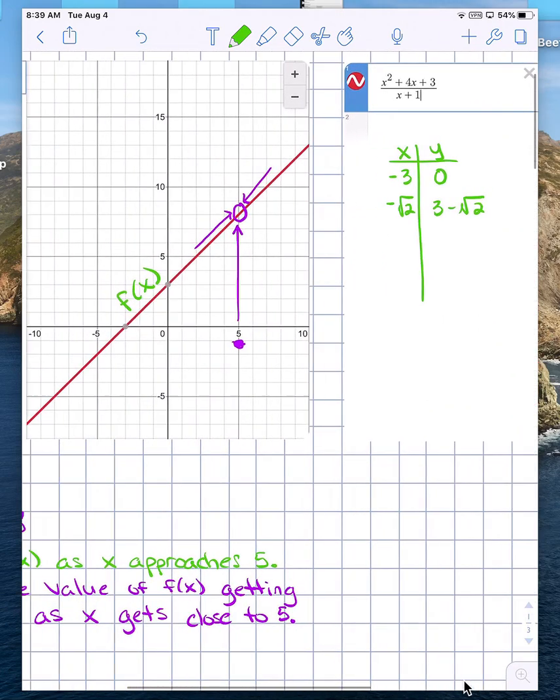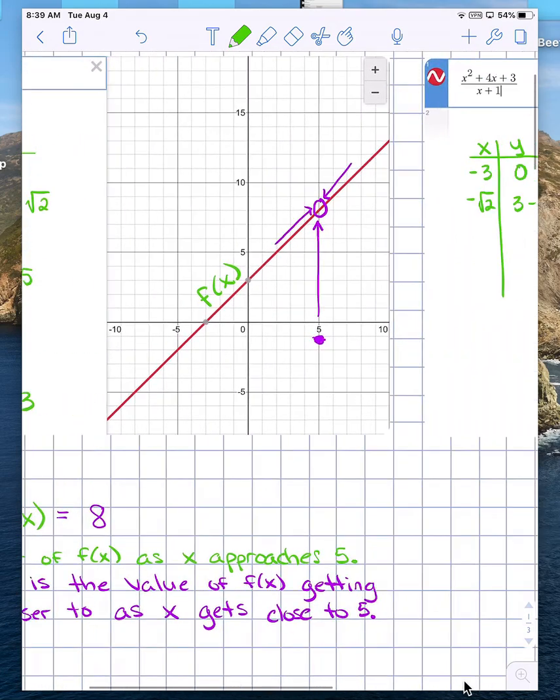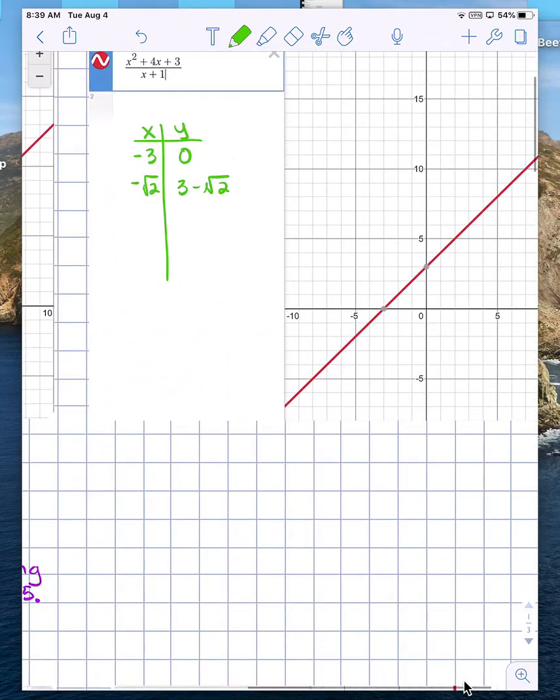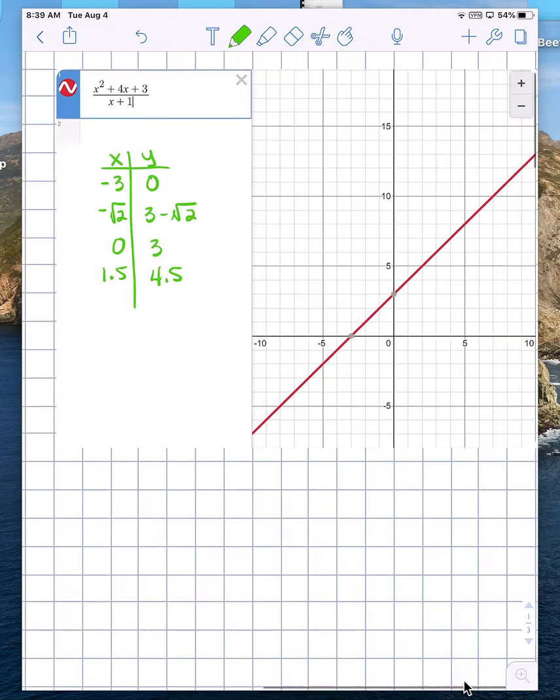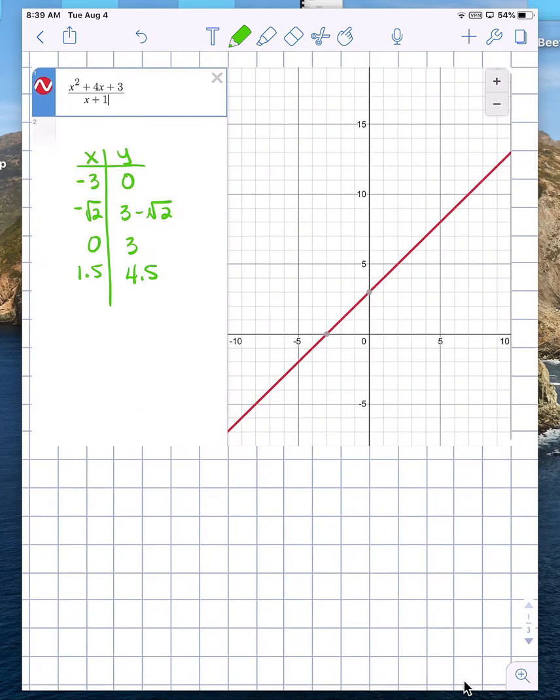What else did I plug in? 0 and 1.5. If I plug in 0, I'll also get 3. If I plug in 1.5, I'll get 4.5. The issue, though, is when I plug in -1.